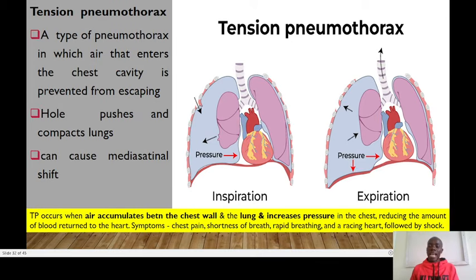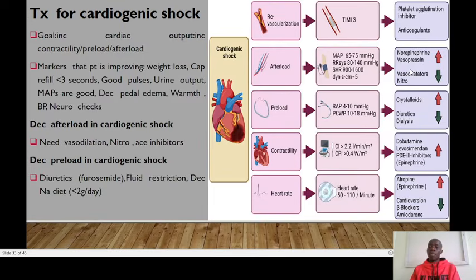Okay? Another condition that can restrict contractions and relaxation of the heart is the tension pneumothorax, in which air enters the chest cavity and is prevented from escaping. So the air pushes and compacts the lungs and can cause mediastinal shift, right? Okay. So treatment of cardiogenic shock, you have to aim to improve cardiac output and increase contractility, preload and afterload.